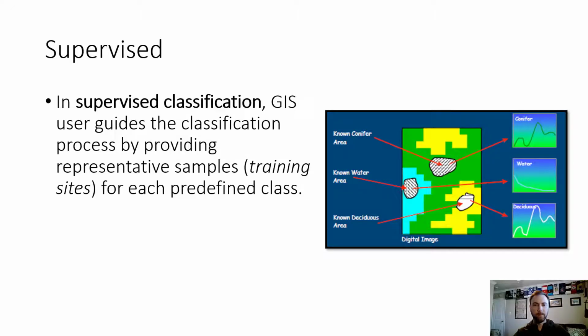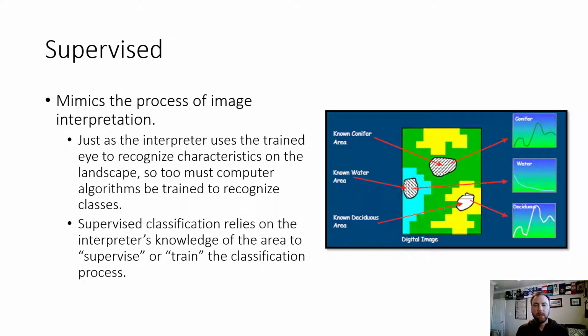Supervised classification. So in supervised classification, the GIS user guides the classification process by providing representative samples, which we call training samples or training sites for each predefined class. Supervised, in this case, mimics the process of image interpretation. So this introduces a certain human variable, which has pros and cons. But the pros here are that just as the interpreter uses the trained eye to recognize the characteristics on the landscape, so too must the computer algorithm be trained to recognize classes.